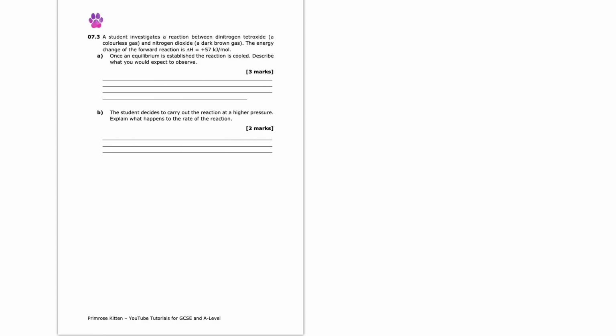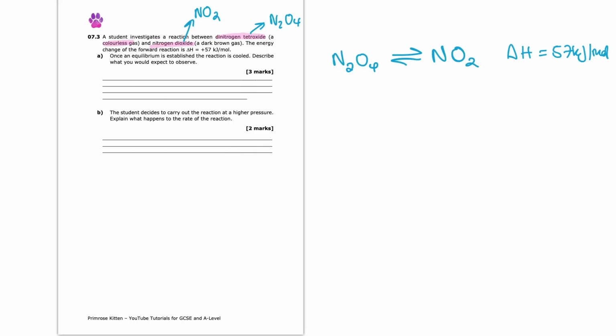Here we're told that the student investigates a reaction between dinitrogen tetroxide, a colourless gas, so it's going to be N2O4, and nitrogen dioxide, which is a dark brown gas, it tells us. And we're told that the energy change of the forward reaction is a positive enthalpy change of 57 kilojoules per mole. And we're told that once an equilibrium is established, the reaction is cooled, okay? So the temperature is going to be decreased. And we're asked to describe what you would expect to observe.